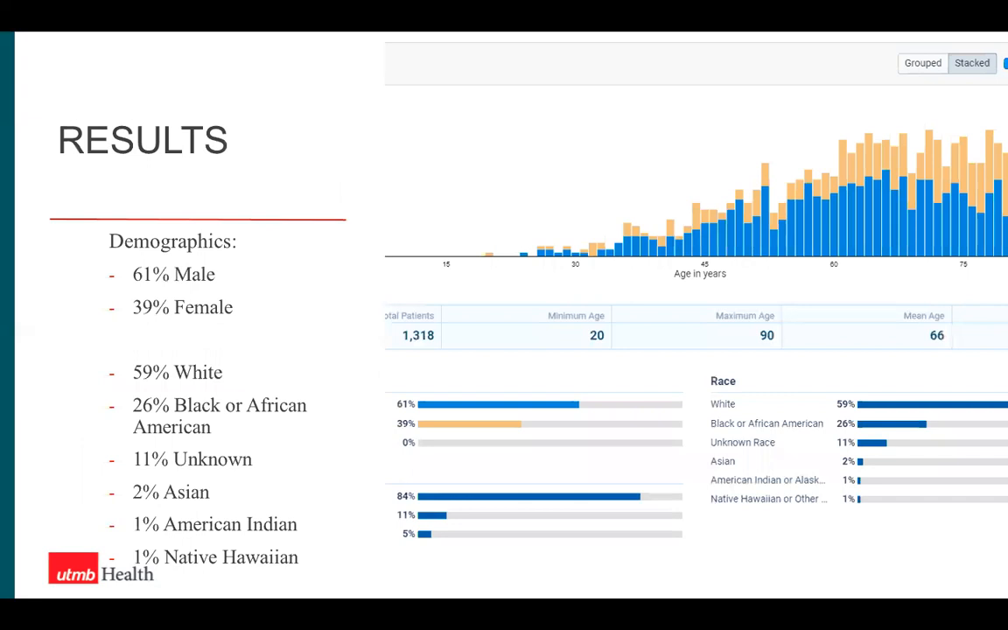These were the demographics of the patients sampled. A little over half were male. They were predominantly white, and we had a mean age of 66.